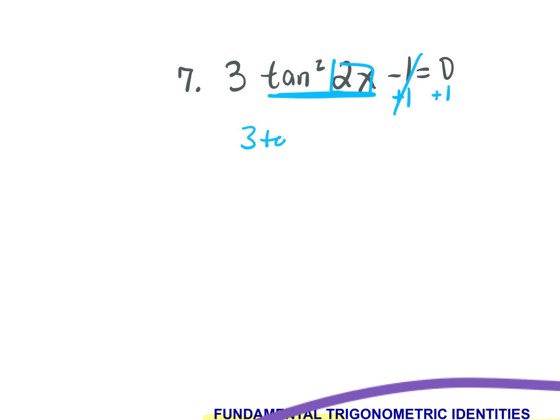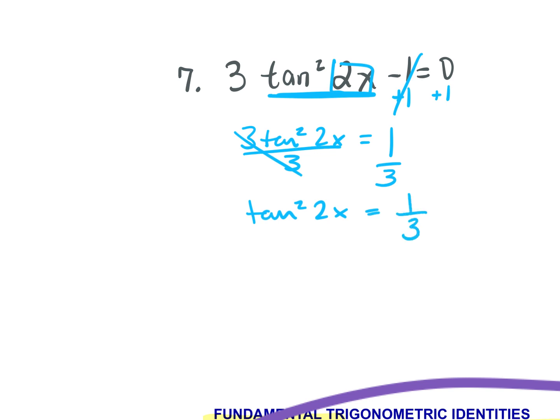So 3 tangent squared of 2x is equal to 1. What would we do next? Divide by 3. So tangent squared 2x is equal to 1 over 3. What do we do next? Square root. Awesome. We want to get rid of that squared, so we're going to square root both sides, so it cancels out with the squared.